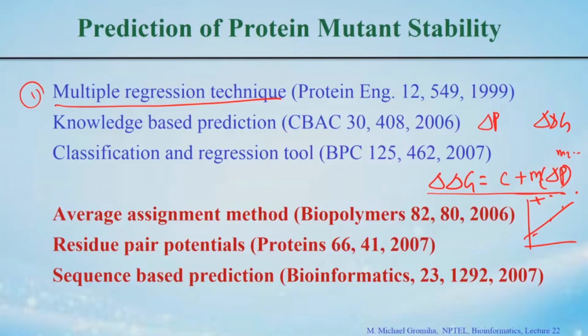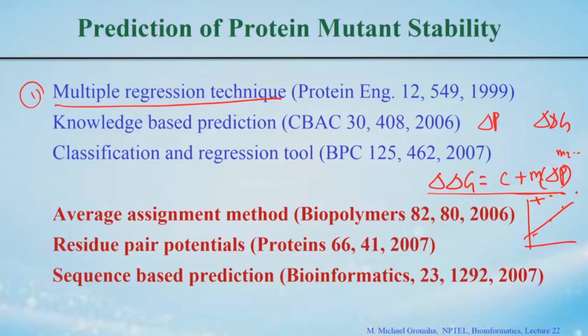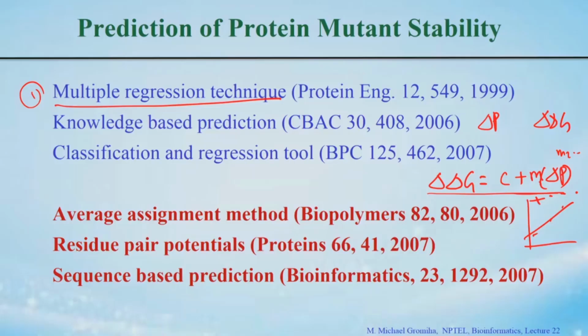Then there are also different other techniques such as knowledge based prediction, because you can obtain information from the mutation and use it for prediction. Then we can use a classification regression tool, the average assignment method, pair potentials as well as sequence based prediction. Currently in the literature several methods are available for predicting the stability change upon mutation. We will discuss a few methods, mainly the average assignment methods, pair potentials as well as how to predict from the sequence.